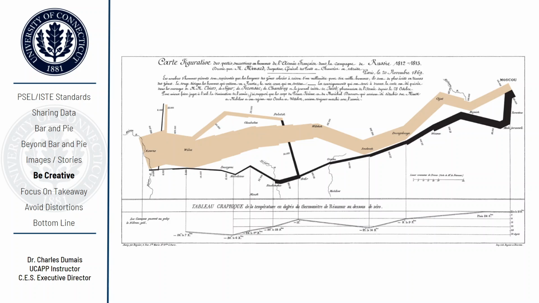The beige line is advancing towards Moscow. The black line is retreating from Moscow. You have the thickness of the line. The thickness of the line in this case represents the number of troops. Wonderful graphical representation of people dying along the way before they even got to Moscow. So this is not a new concept. Finding creative ways to include multiple pieces of data and information in a single graph has been around for a long time, and it's still extremely powerful.